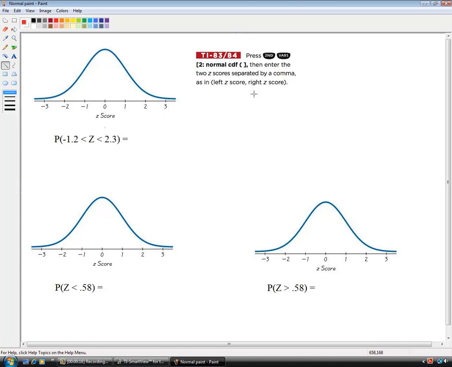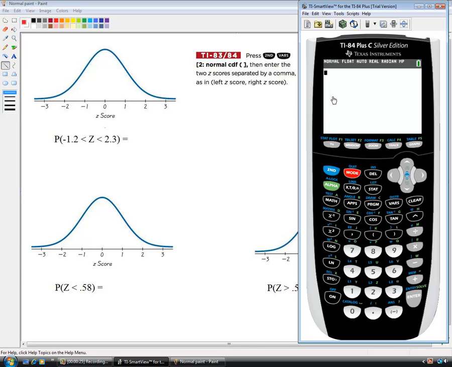Alright, the instructions for the calculator are right there, so what you're going to have to press is the second key and then the vars key. Let's go through that. Second key, the vars key, and that hits the distr, which is our distributions, which will find all the different distributions. We need the normal CDF, which is number 2, and we need to give it the left z-score and the right z-score. So let's go back here and let's identify where we want.